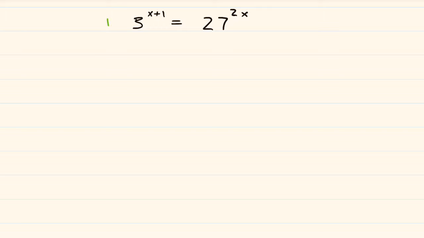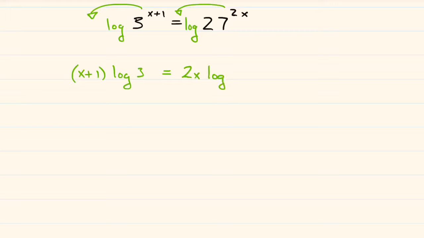Step 1 is you're going to take the log of both sides. Usually I just write the log right up at the top. And then we want to roll the exponents down. So I'm going to roll down the x plus 1 and roll down the 2x. You want to be careful with that x plus 1 because that whole thing is getting multiplied by log 3 when it comes down. And then it's 2x times log 27.